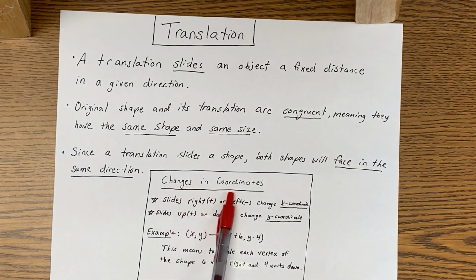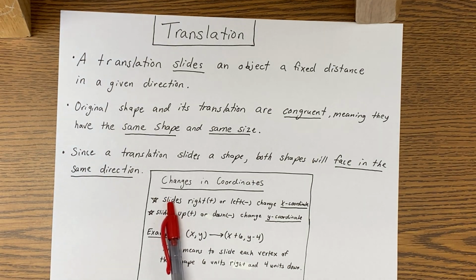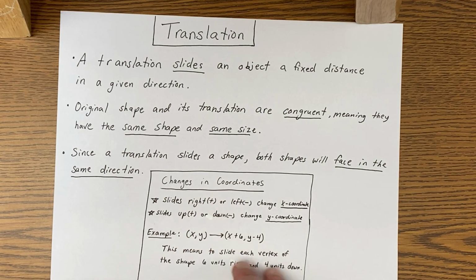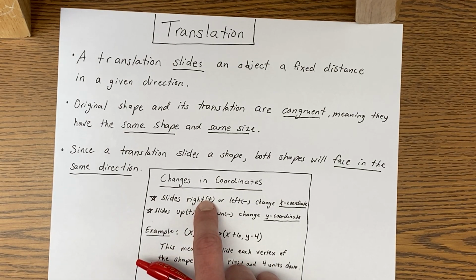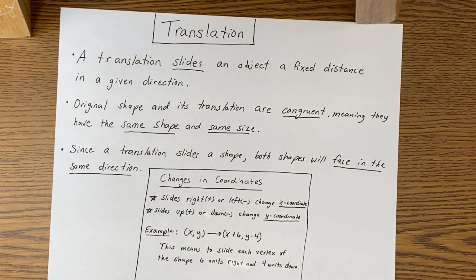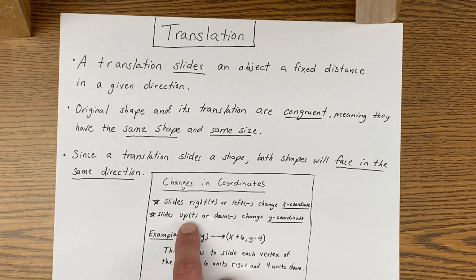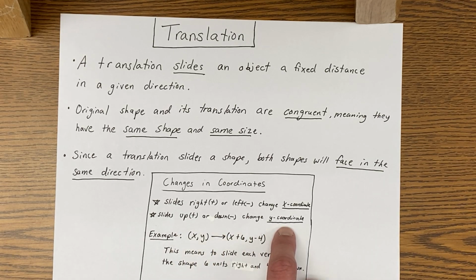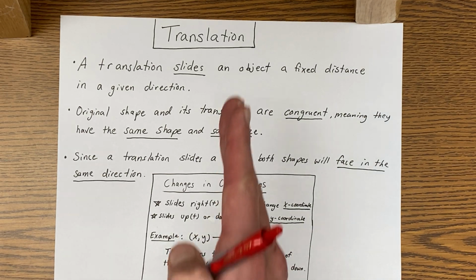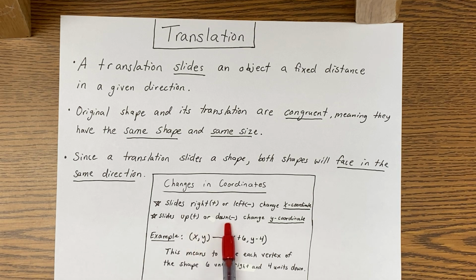But in terms of the coordinates, here's how the coordinates will change. If we slide a shape right or left, that will change the x-coordinate. So think about the x-axis works right and left. So if we slide right, our x values will increase, however many units we slide right. If we slide left, our x-coordinate will decrease, however many units we slide left. If we slide up or down, that will change the y-coordinate. If we slide up, that will increase the y-coordinate. Think about the y-axis runs up and down. And if we slide the shape down, it will decrease the y-coordinate.